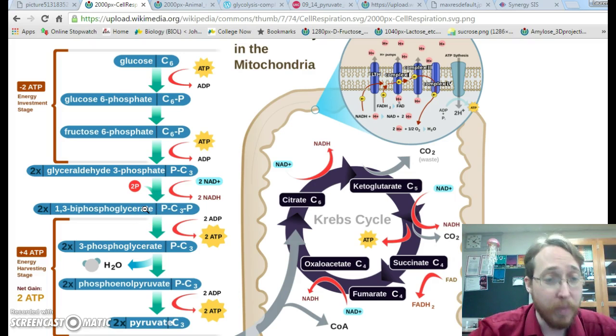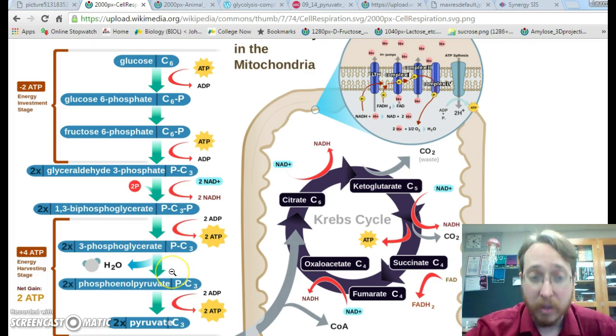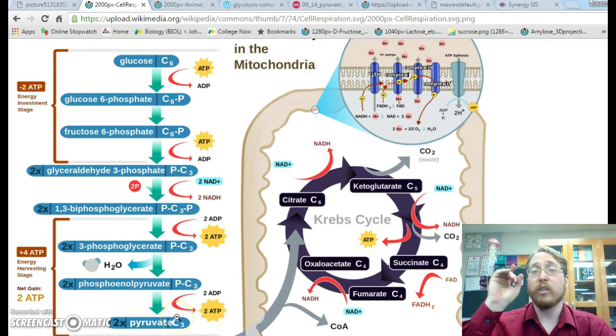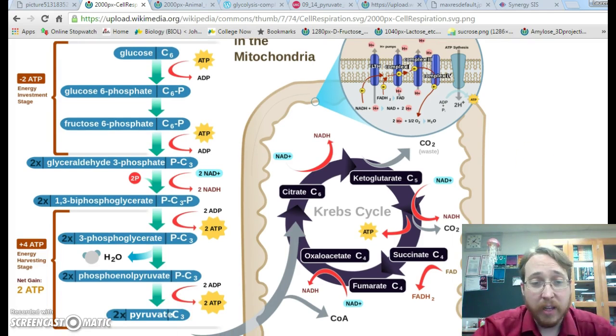a total of 2 1,3-bisphosphoglycerates, which then undergo a reaction to become 3-phosphoglycerate, which then undergoes a reaction to become phosphoenolpyruvate, which then undergoes a reaction to become pyruvate, which is phase 1. Then there's a second phase where this pyruvate is further altered as it enters the mitochondria into acetyl-CoA. And then phase 3, the acetyl-CoA enters the Krebs cycle, sometimes called the citric acid cycle, and it becomes citrate, which then becomes ketoglutarate, which then becomes succinate, which then becomes fumarate, which then becomes oxaloacetate.